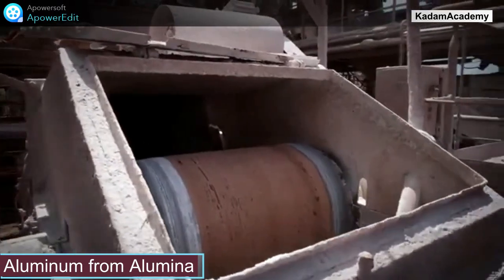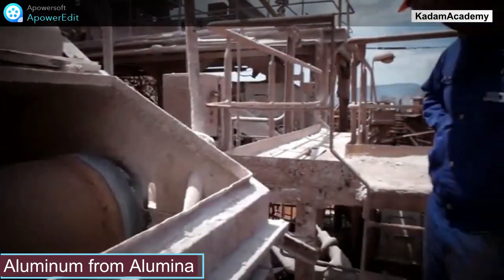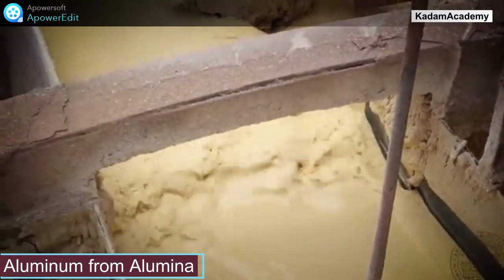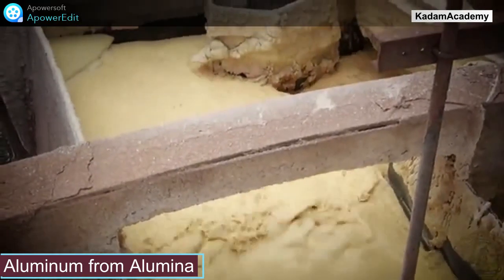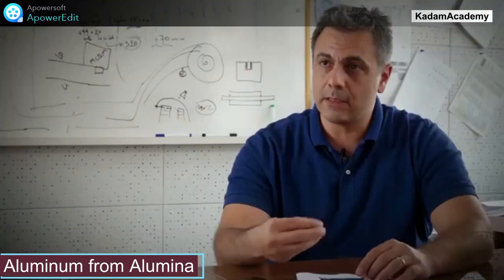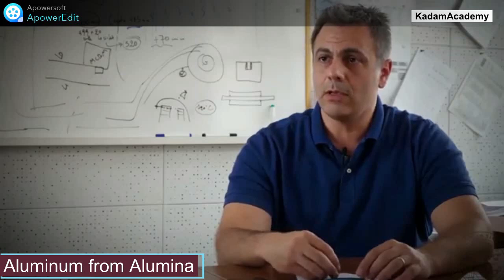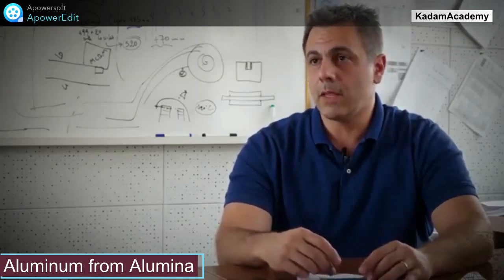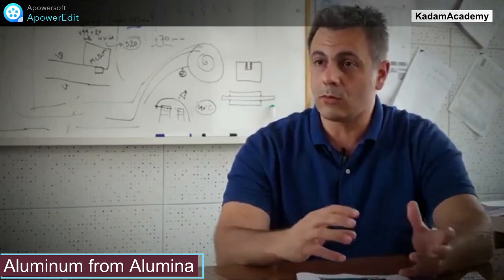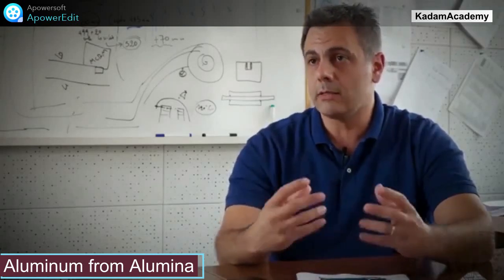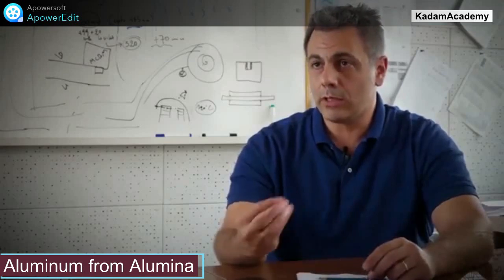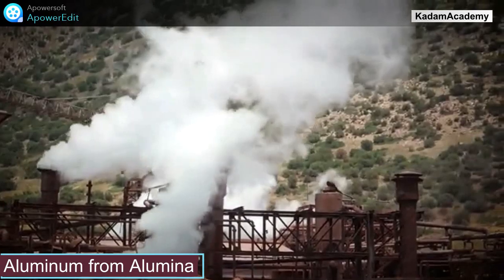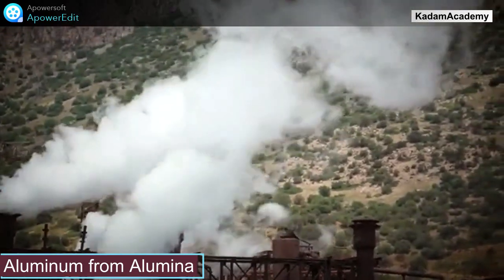When we have already decreased the size of the bauxite and we have a lot of surface around, we put together caustic soda and bauxite, and we make a slurry that we are going to feed to the next step, which is digestion. Digestion is the heart of the alumina production. In this unit, we put the slurry of caustic soda with bauxite, and we increase the temperature in order to extract alumina from bauxite.